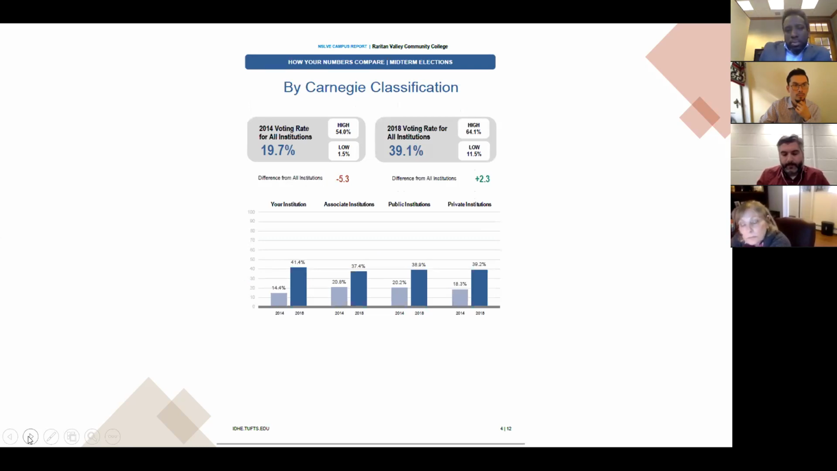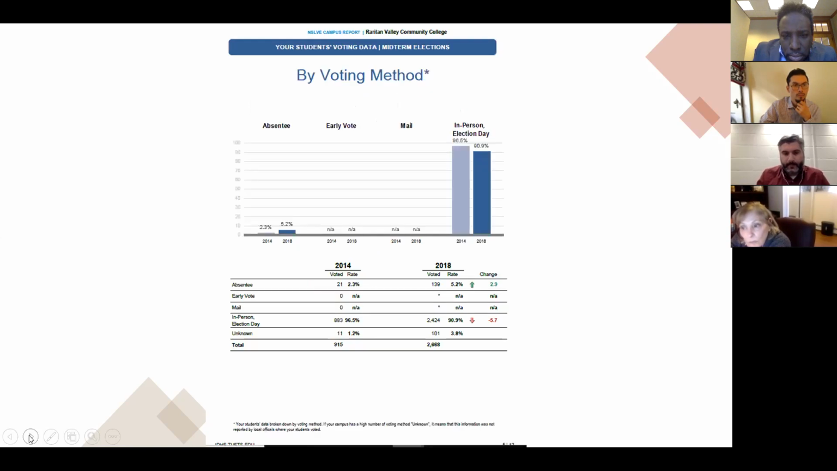And again, this is the Carnegie classification, and we can just move on to the next slide, actually. So one interesting thing that we saw here with the 2018 campaign versus the 2014 one was a decrease in in-person election day voting, but an increase in absentee ballots. And this is because what the Our Votes Matter campaign was trying to do was show people that they didn't actually have to walk into a polling station to put their vote out.